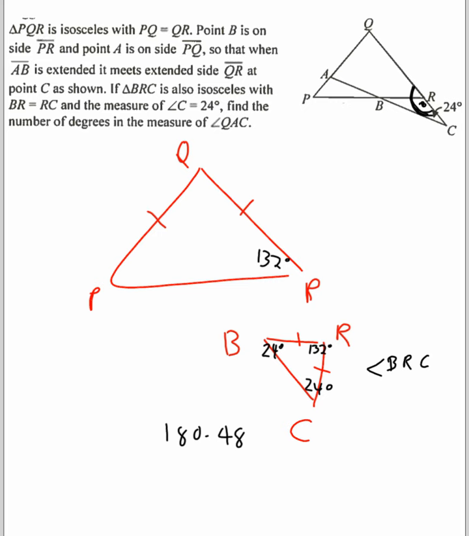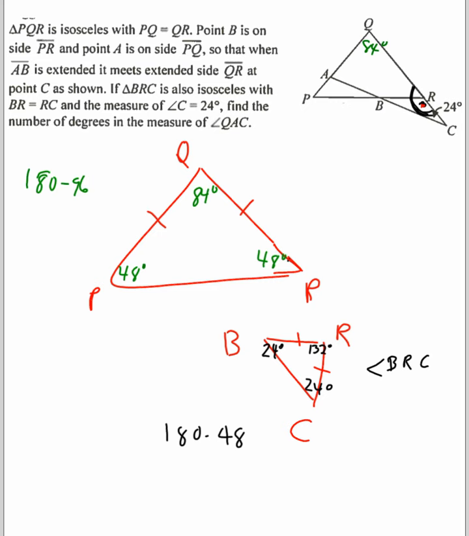Sorry, scratch that. That will be 48 because it's supplementary. Brain freeze. So if this one is 132, this will be 180 minus 132, so this one will be 48. Because it's isosceles, again, this one is 48. And then again, you do 180 minus 48 plus 48, so 180 minus 96, I think. You'll get 84. Now, that will give you this one.